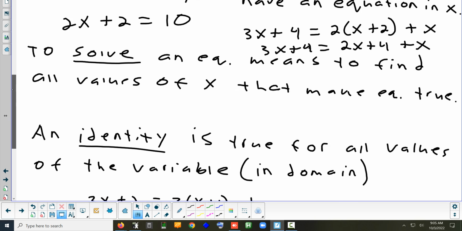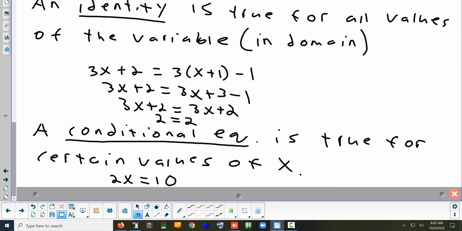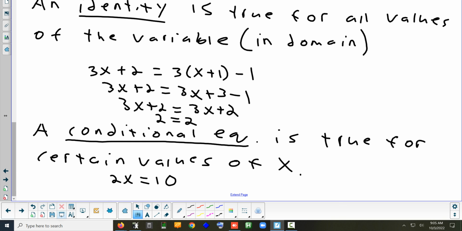I didn't mention it earlier, but this kind of equation is called conditional. There's a condition that makes that one work. The condition is you have to let x equal 4. So a conditional equation is an equation that is true under the right condition. You have to plug in the right number. All right, so a conditional equation is true for certain values. This one would be true if you let x equal 5.